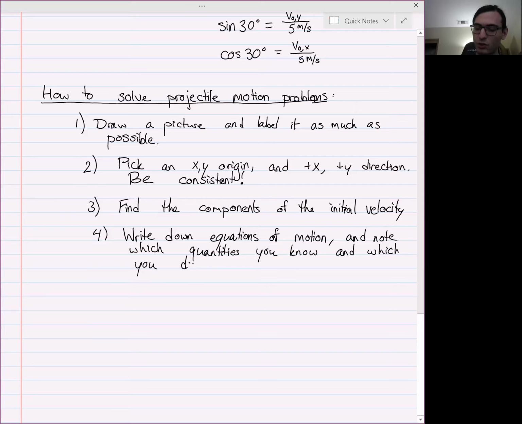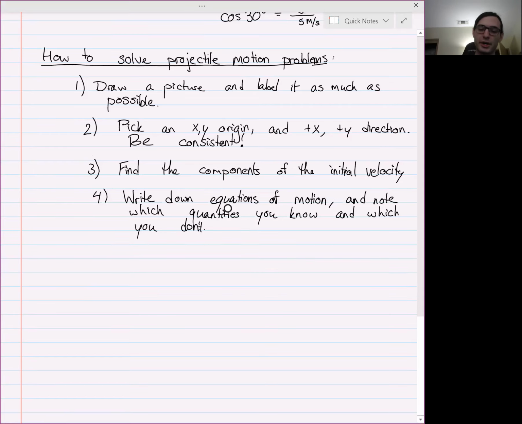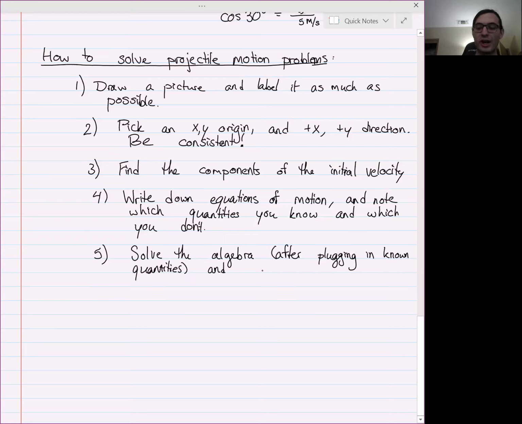The point is it's useful to isolate and to really understand, or grok, which variables are known and which are not. Step 5, solve the algebra, perhaps after plugging in known quantities. And then rewrite your answer as a vector if necessary.